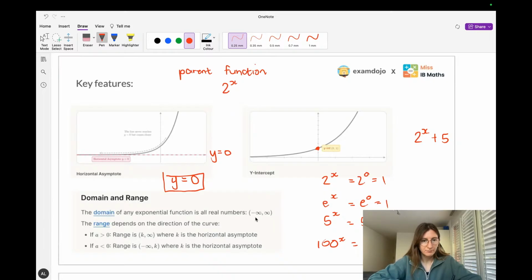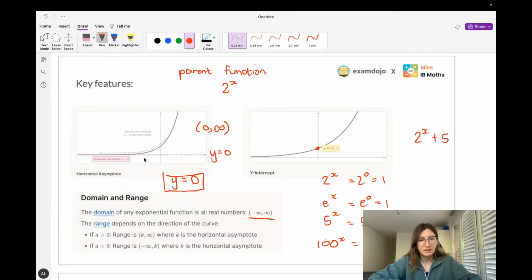For the domain of an exponential function, it's all real numbers. So it goes all the way that way, all the way that way. We have all real numbers, nice and easy, negative infinity to positive infinity. The range, however, goes from the horizontal asymptote. So this one, the horizontal asymptote is y equals 0. So our range for this one is going to be from 0 to infinity.